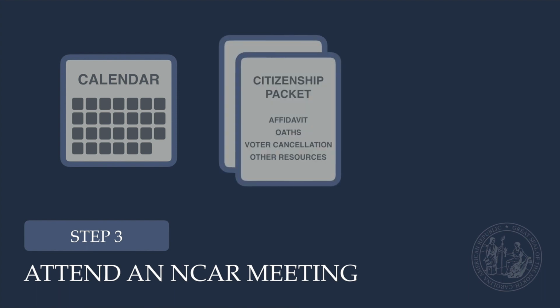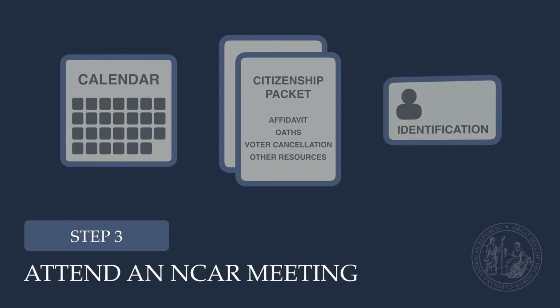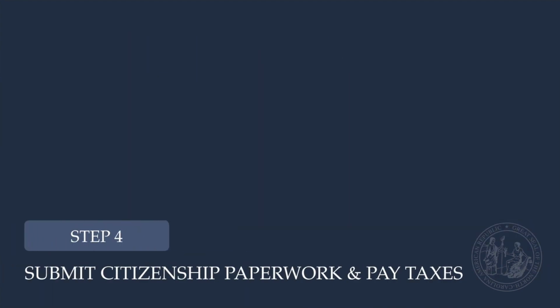Your packet will contain all paperwork to initialize your state citizenship, including an affidavit of citizenship and domicile, oaths of allegiance, and voter registration cancellation requests, along with other useful resources. Please also be prepared to provide a proof of identity. Your final step will be to submit citizenship paperwork and pay taxes.